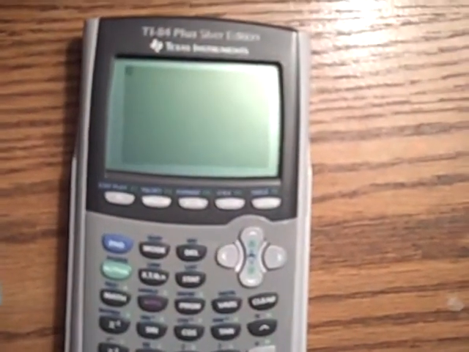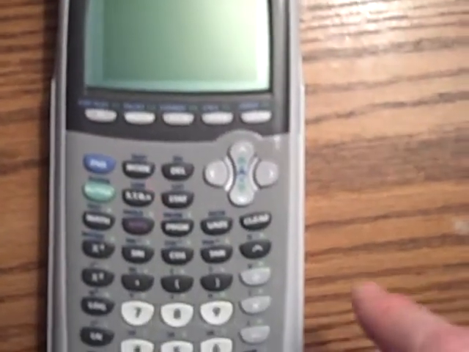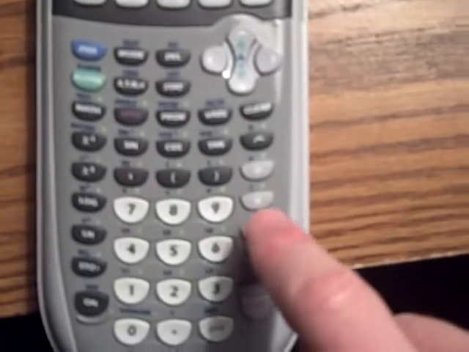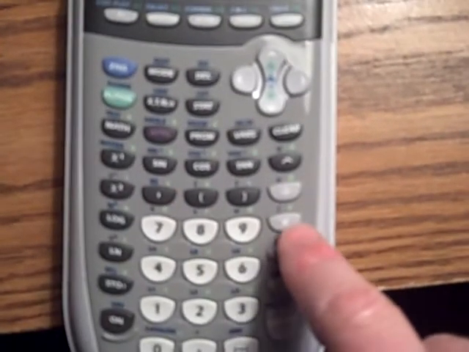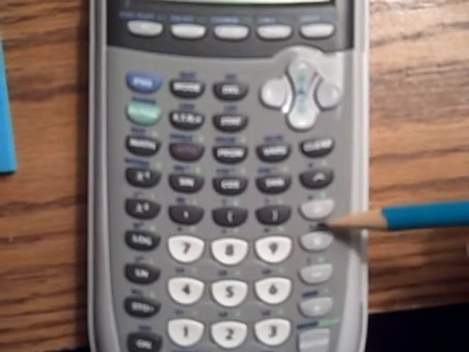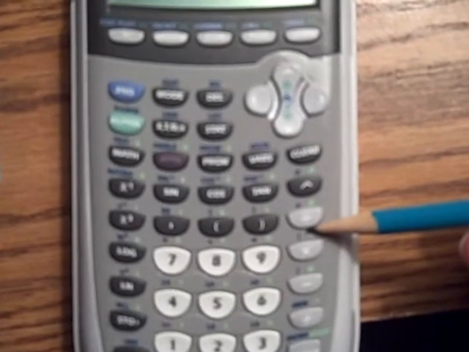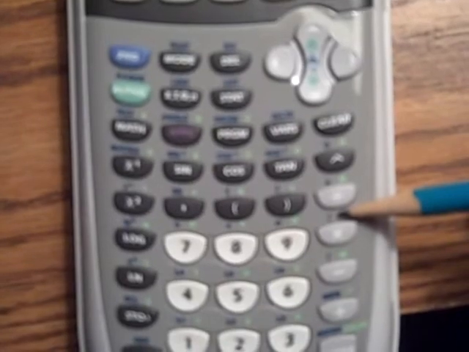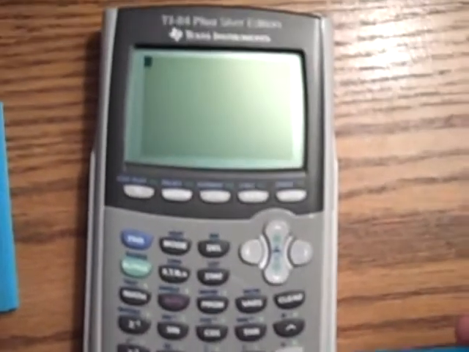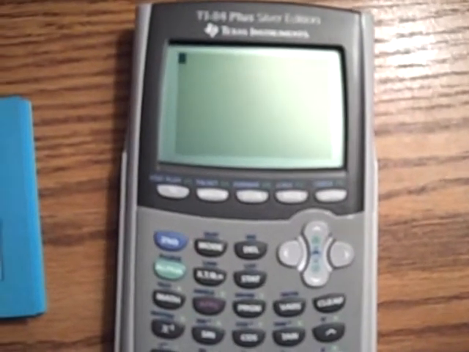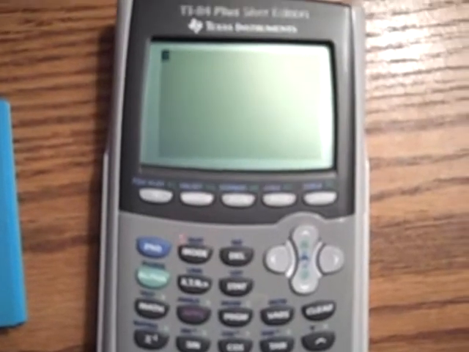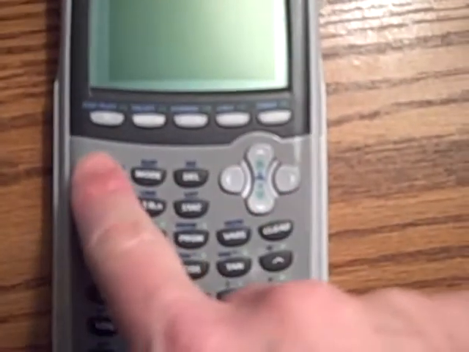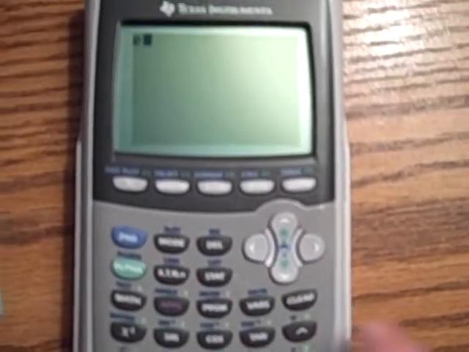Let's just take a look at things. If you look above your times key, you will see that there is a second function, which is a little blue bracket that opens to the right. And that is a second function that opens a matrix. It also opens a row. So I'm going to go ahead and open the matrix.